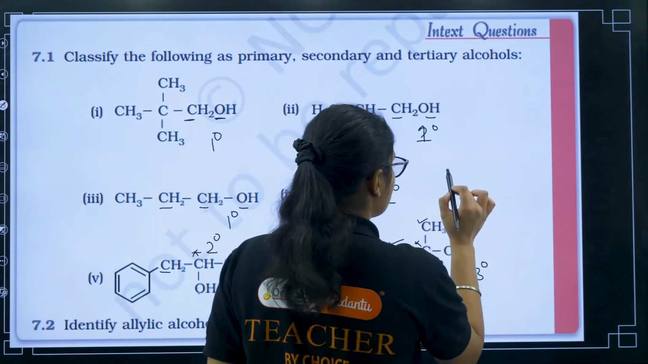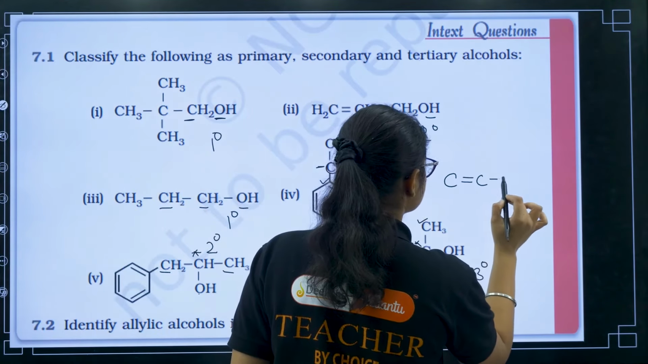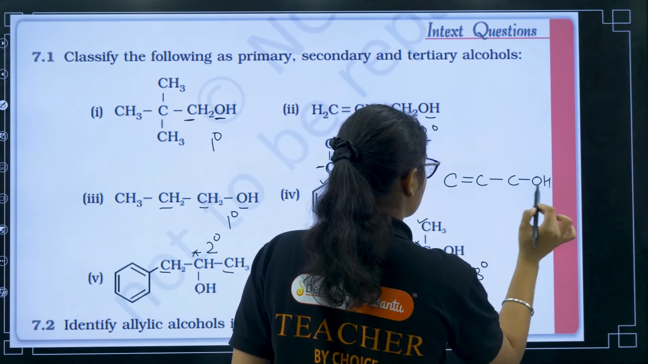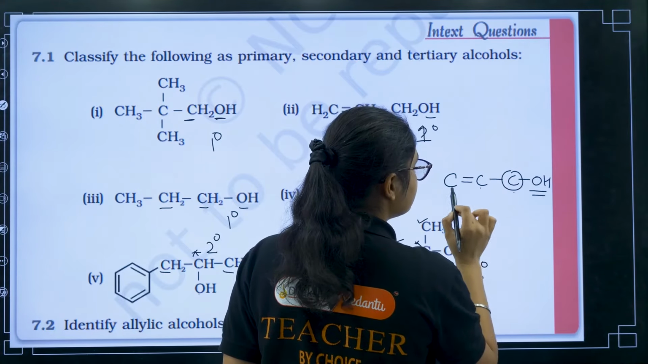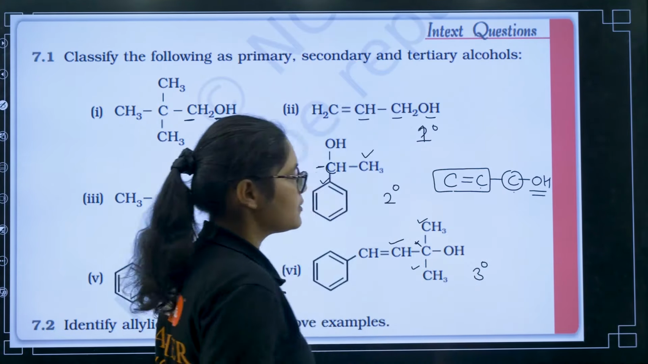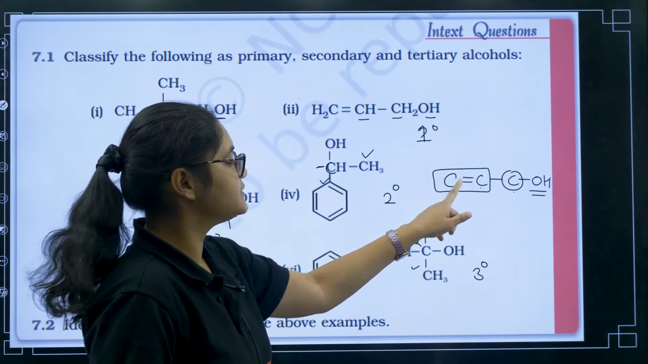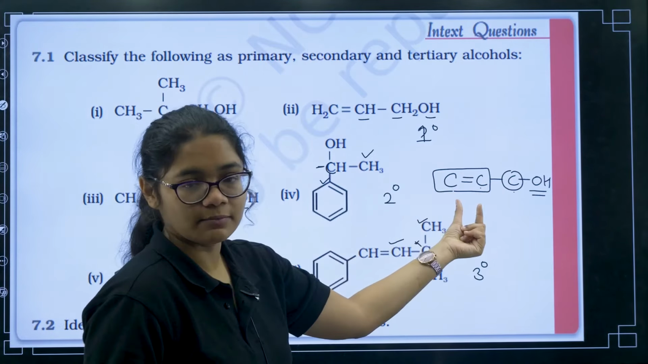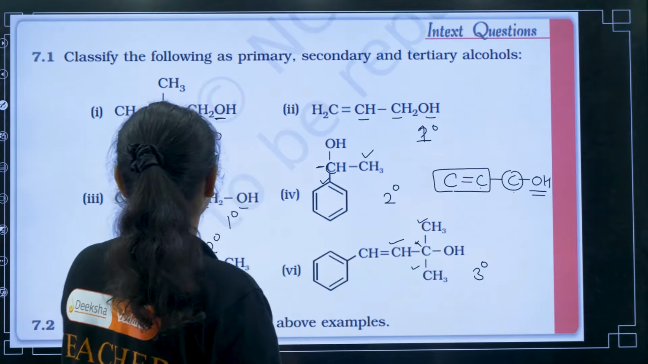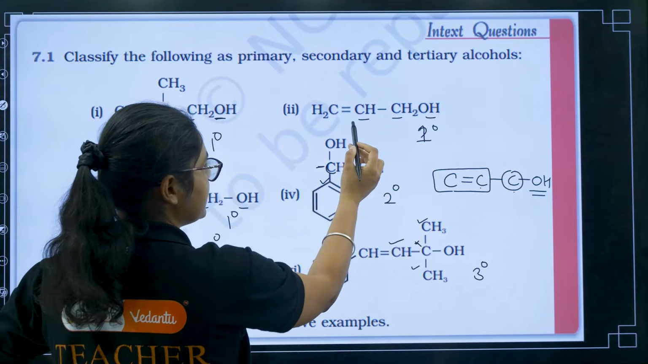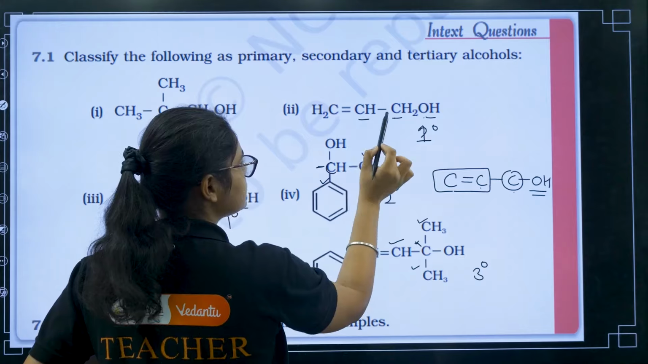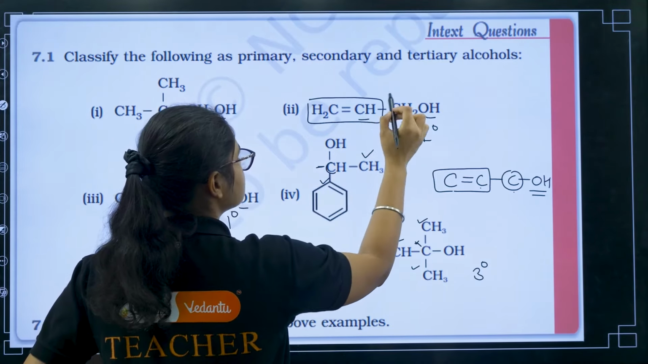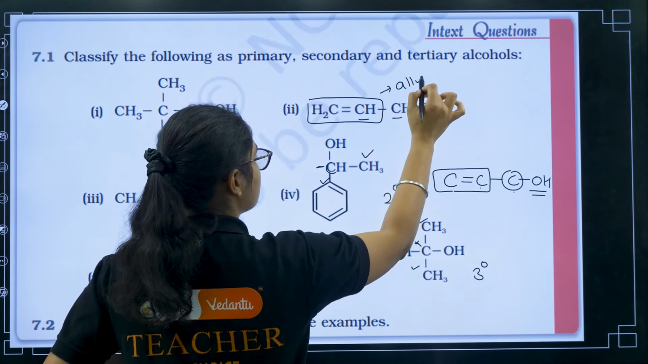If you have a structure like this, the carbon which contains the OH group is attached to a carbon having a double bond. Okay, if the carbon containing the OH group is attached to a carbon having a double bond, then it is called allylic. So if I see here, there is no double bond; here there is a double bond. So you see, the carbon containing the OH group is attached to a carbon having a double bond. So yes, this is one allylic carbon.